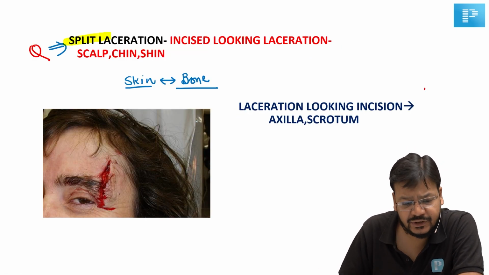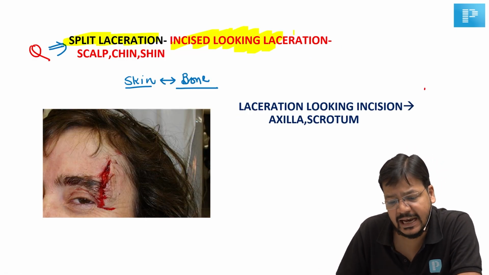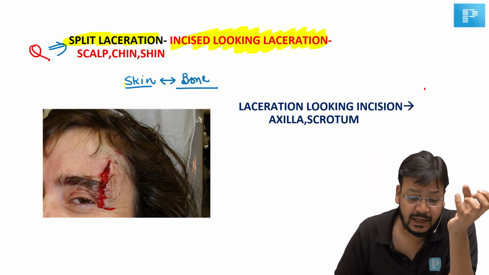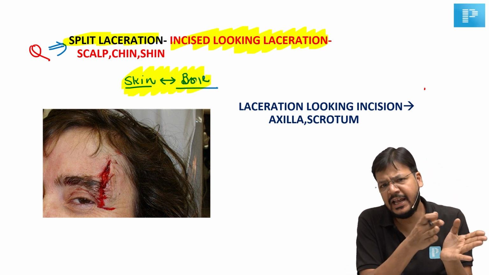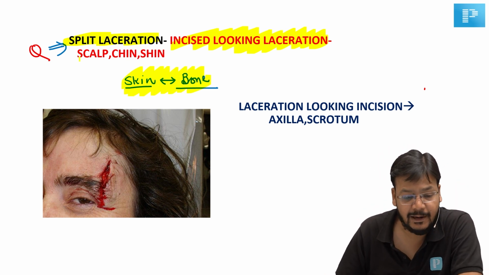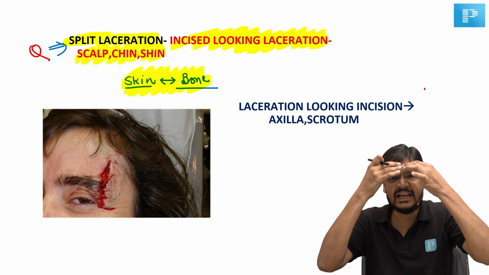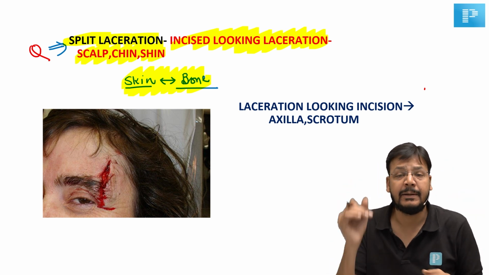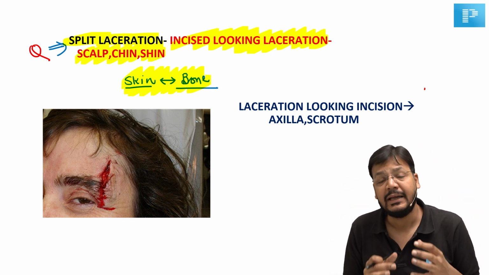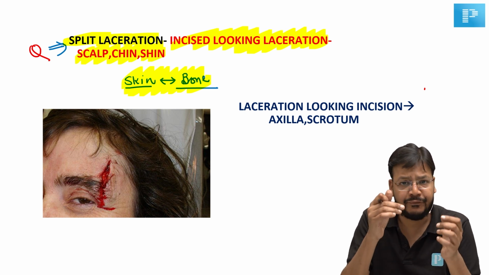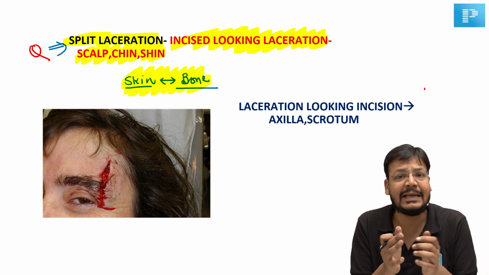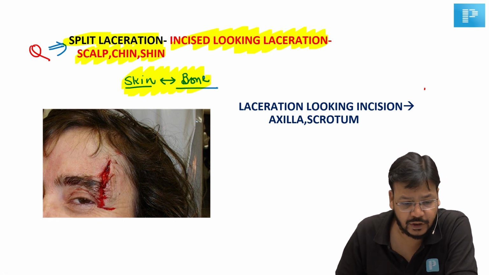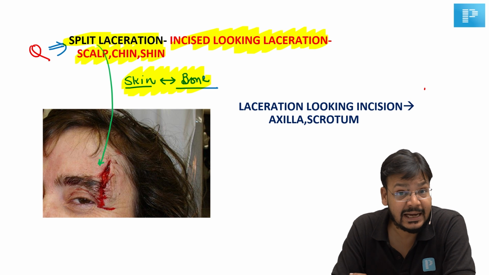Sir, split laceration is also known as incised looking laceration. It is seen in skin which is very close to the bone, like scalp, chin, shin. In these areas, scalp, chin, eyebrow, forehead, the posterior part of the elbow, the shin, the skin is very close to the bone. So if we are hit by some blunt force, it looks like an incised wound. It is known as incised looking laceration. As you can see, this is the picture of split laceration, incised looking laceration.